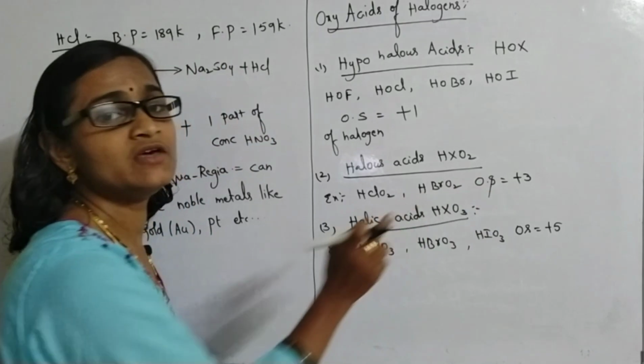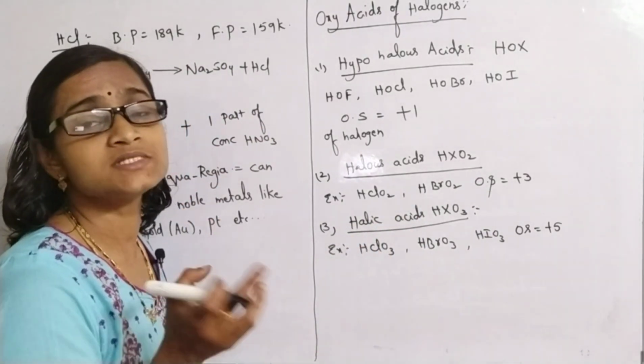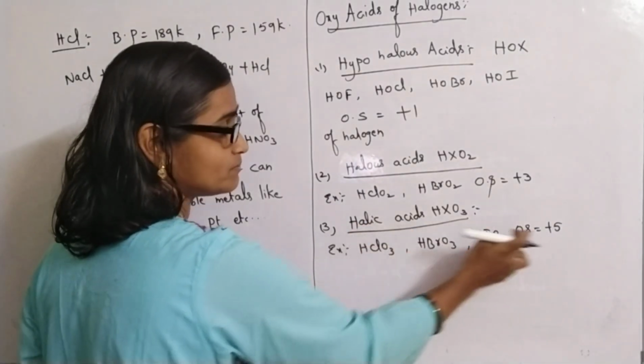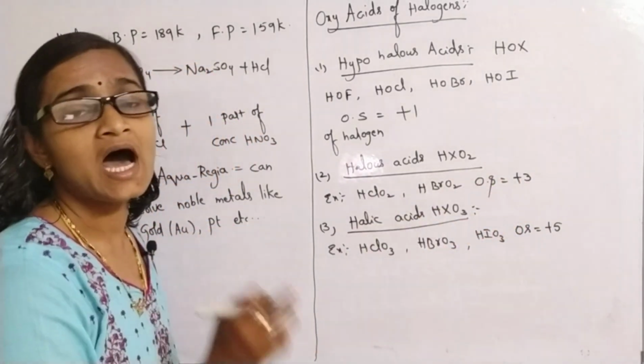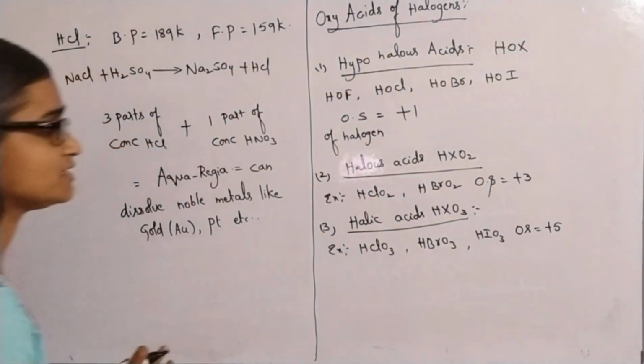I told you, if the oxidation state is less, you use the suffix ous. If the oxidation state is more, you use the suffix ic. Halic is the +5 oxidation state, halous is the +3 oxidation state. Ous is for less and ic is for more oxidation states. Please remember that point.